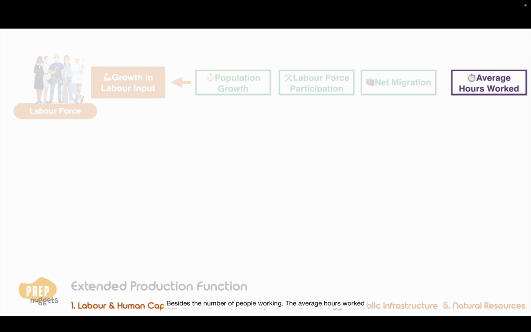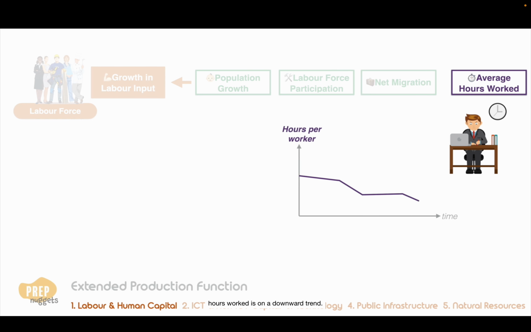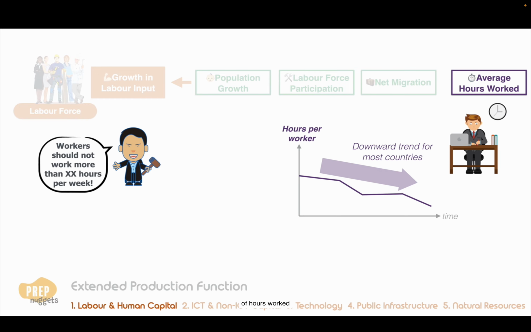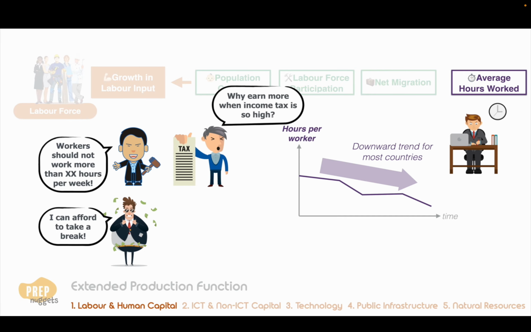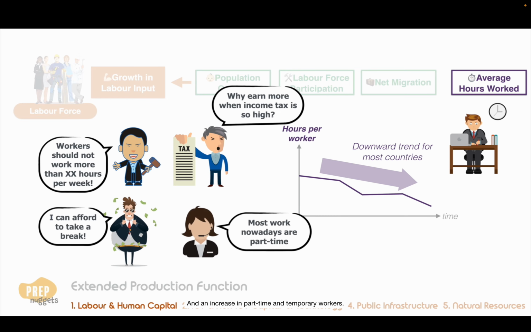Besides the number of people working, the average hours worked per worker is also an important determinant of the growth in labour input. For most countries, average hours worked is on a downward trend. Possible reasons include legislation limiting the number of hours worked, the wealth effect, which induces individuals to take a break, high tax rates on labour income, and an increase in part-time and temporary workers.